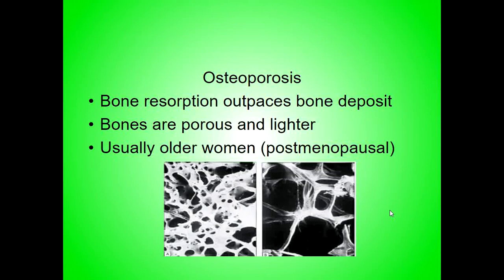Osteoporosis: what happens here is that bone resorption outpaces bone deposit. So your bones are very porous and light. We see this in a lot of postmenopausal women, so their bones break really easily.